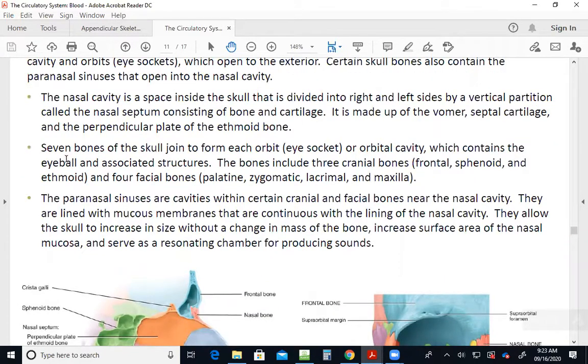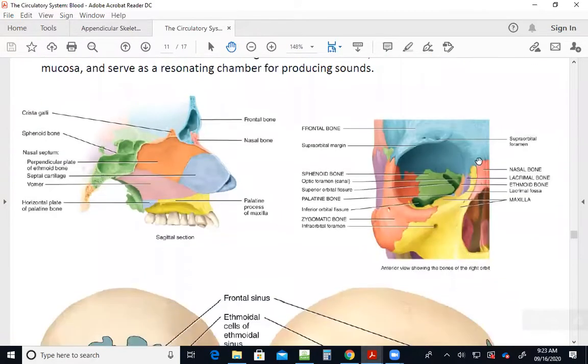Seven bones of the skull join to form each orbit or eye socket. Another term for that is orbital cavity, where you find your eyeball and associated structures. There's three cranials: your frontal, your sphenoid, the green one, and then this orangish colored ethmoid. And then you've got the facials, which include the zygomatic, the maxilla, if you look really hard, you can see that little blue dot in there, there's your palatine, and then the lacrimal.